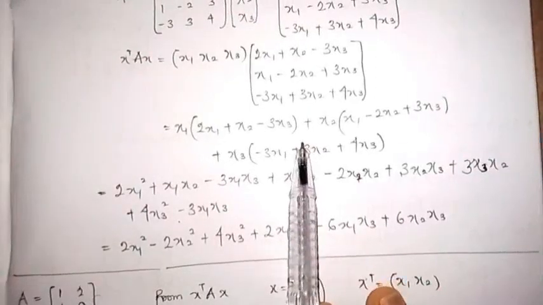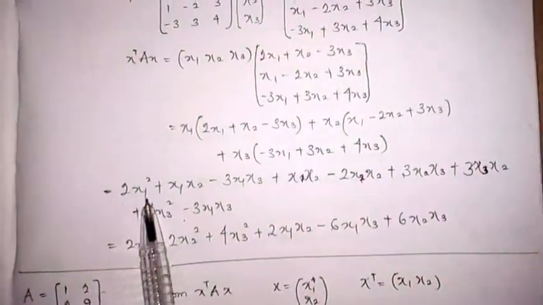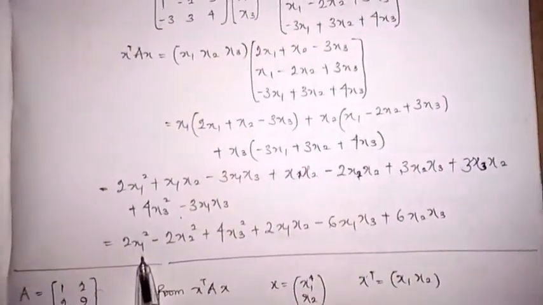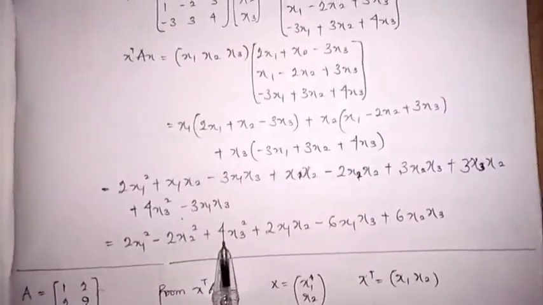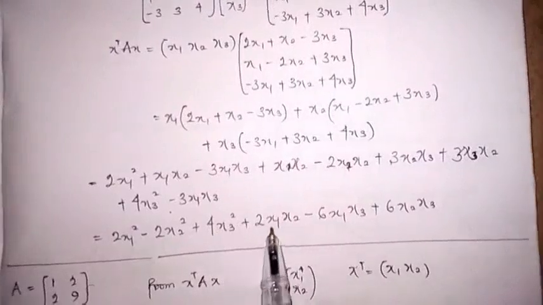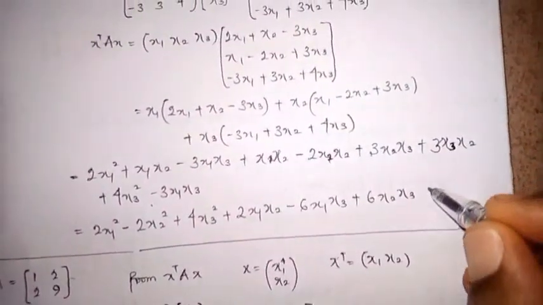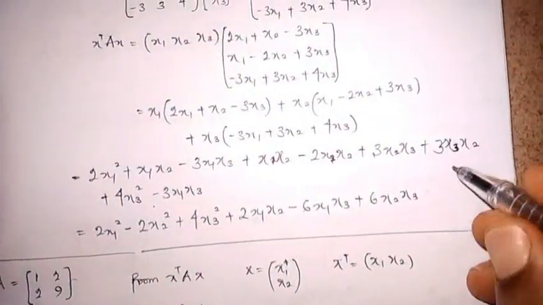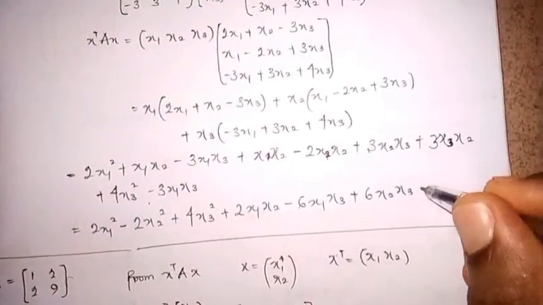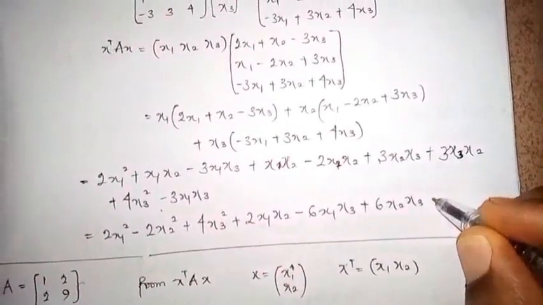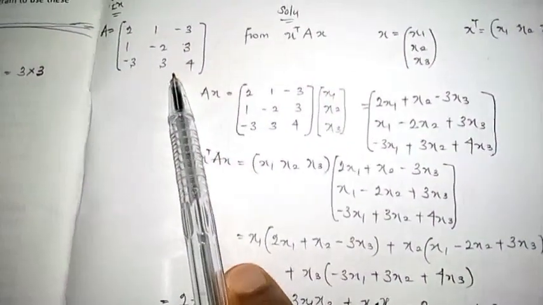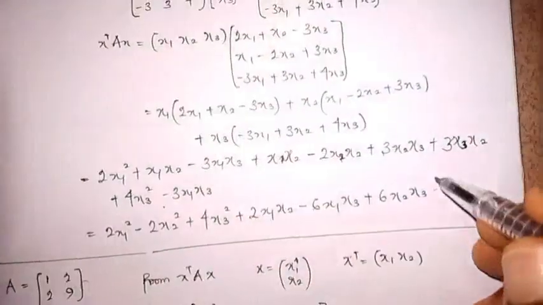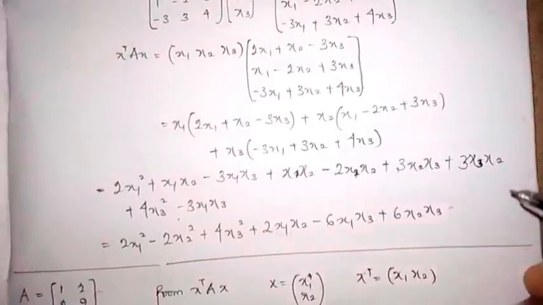So if you then apply your multiplication rules and you collect the like terms, you're going to get an answer like this: 2x1 squared minus 2x2 squared plus 4x3 squared. So this will be the equation, the quadratic form of this matrix that has been given up here. This will be the quadratic form.